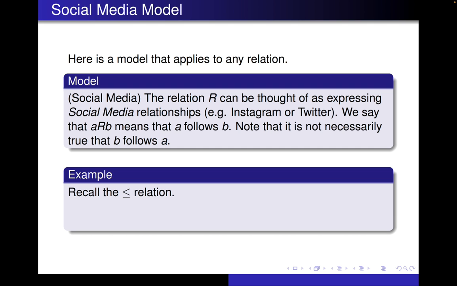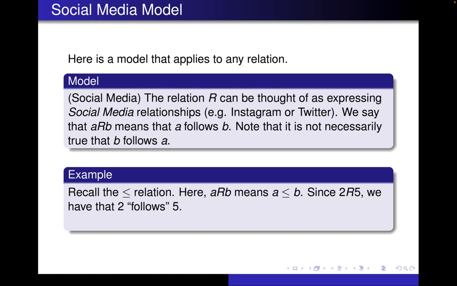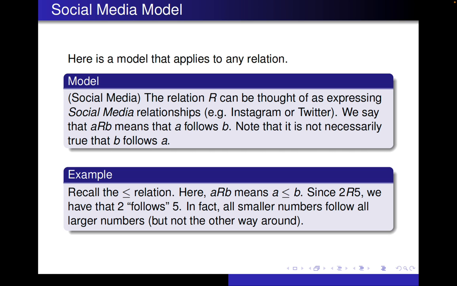So recall the less than or equal to relation on real numbers. Here, A is related to B means A is less than or equal to B. Since 2 is related to 5, we could think of 2 follows 5. And in fact, all smaller numbers follow all larger numbers, but not the other way around. Larger numbers do not follow smaller numbers.